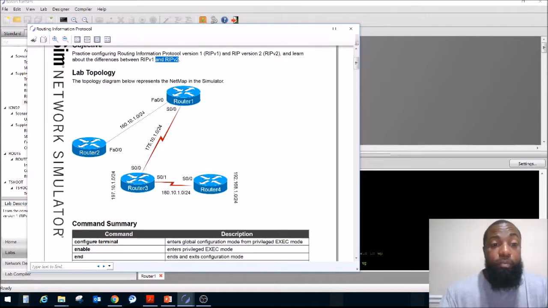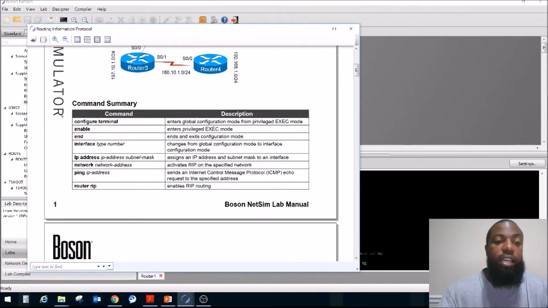We've got router 1 with an Ethernet connection to router 2. He's got a serial connection to router 3, and router 3 has a serial connection to router 4. We're going to be configuring RIP between all these guys. These are the basic commands that we are going to be using. You should probably know these by now.